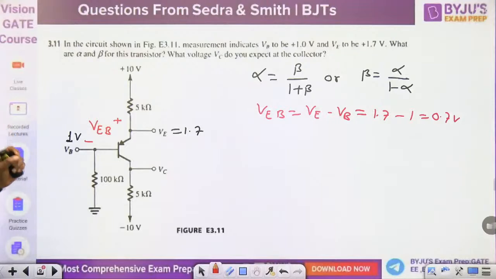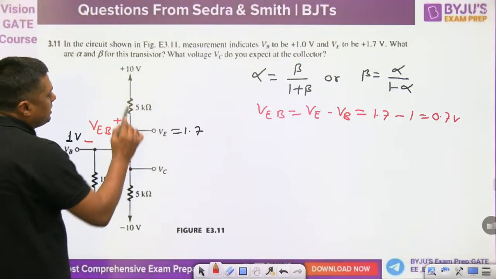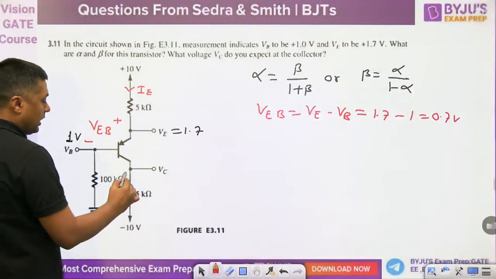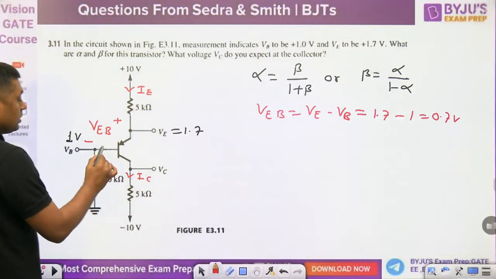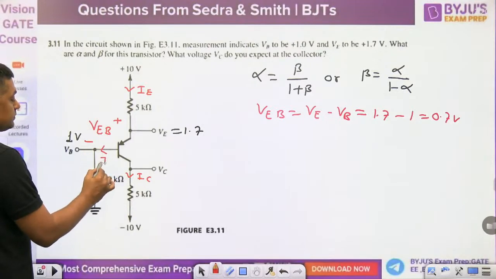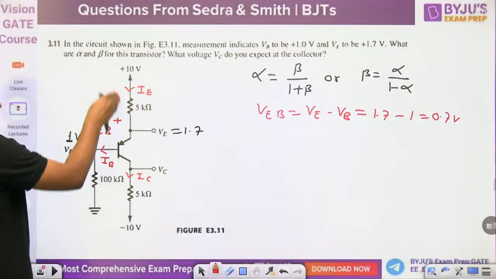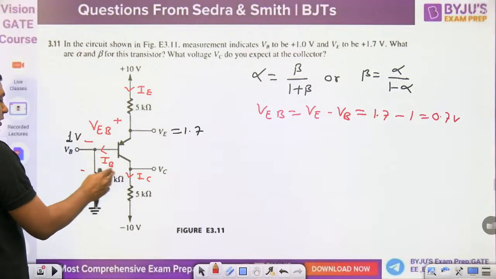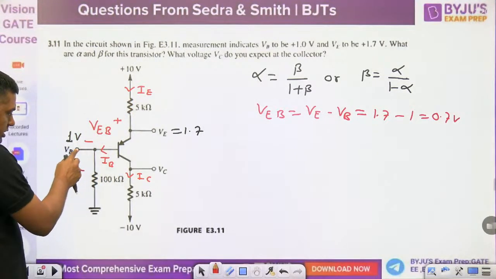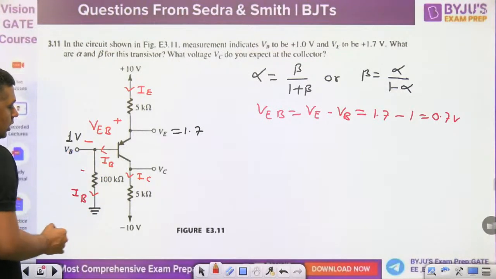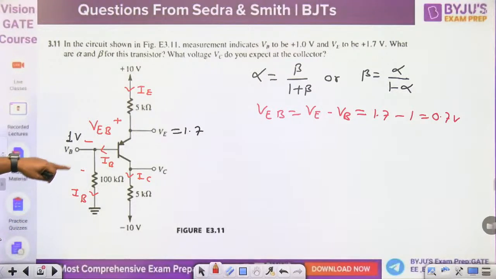When it is in active region, watch this. In a PNP transistor, always remember: emitter current inside, collector current outside, base current outside. Emitter current I is equal to IB plus IC, but emitter inside, base and collector outside. Now this is open circuit, that's why the base current will flow like this. So you can find the base current, 1 minus 0 upon 100, 1 by 100.